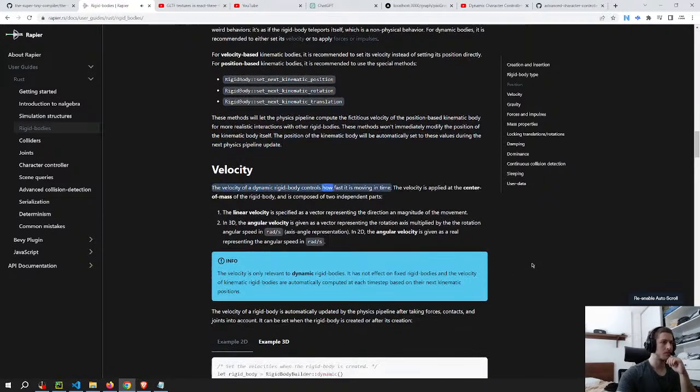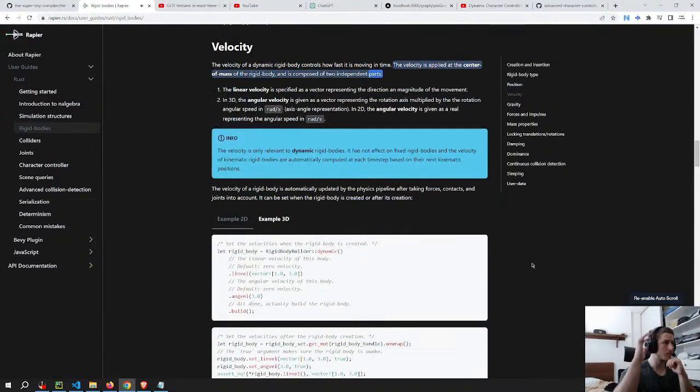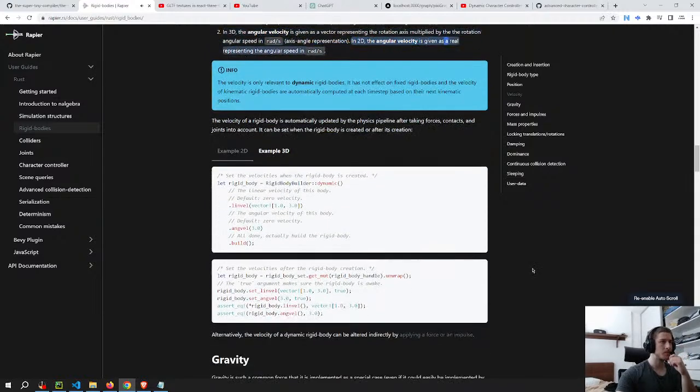The velocity of a dynamic rigid body controls how fast it is moving in time. The velocity is applied to the center of mass of the rigid body and is composed of two independent parts. The linear velocity specifies a vector representing the direction and magnitude of the movement. In 3D, the angular velocity is given as a vector representing the rotation axis multiplied by the rotation angular speed in rad/s, an axis-angle representation. In 2D, the angular velocity is given as a scalar representing the angular speed in rad/s. The velocity is only relevant to dynamic rigid bodies. It has no effect on fixed rigid bodies, and the velocity of kinematic rigid bodies is automatically computed each time step based on the next kinematic positions. The velocity of a rigid body is automatically updated by the physics pipeline for taking forces, contacts, and joints into account.